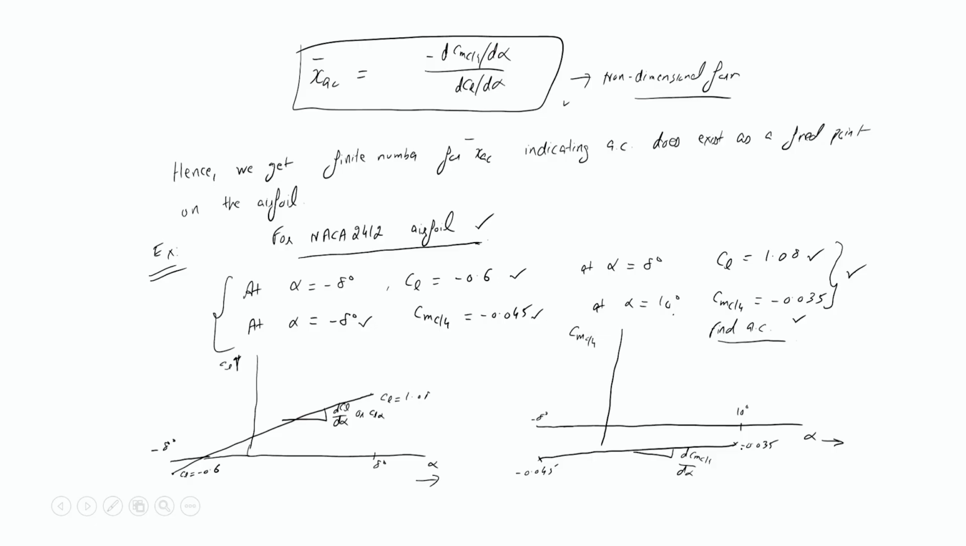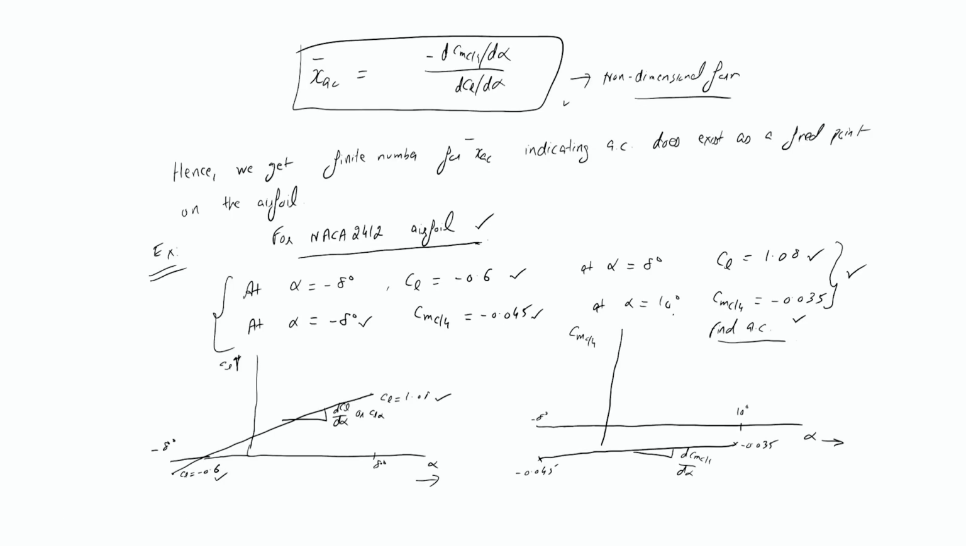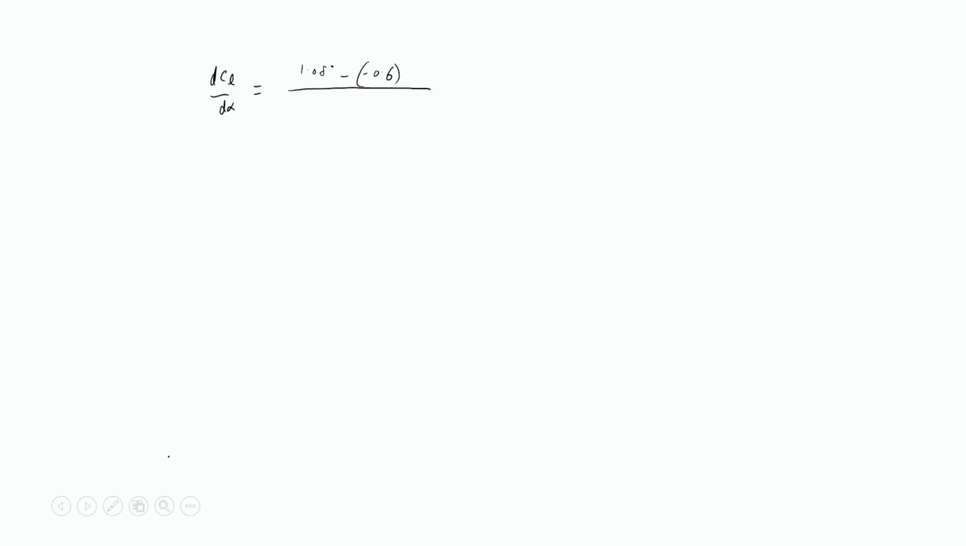So how do we find slopes? dCL by d alpha: here we can write CL2 minus CL1, that is 1.08 minus of minus 0.6, divided by x2 minus x1, that is 8 degrees minus of minus 8 degrees. So what do we get here? 0.105. Now what will be the unit of this? That is CL alpha.